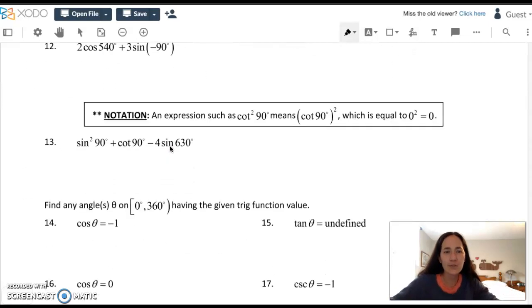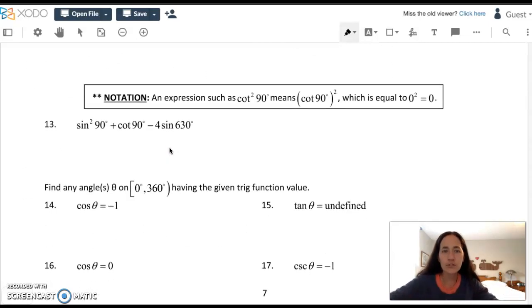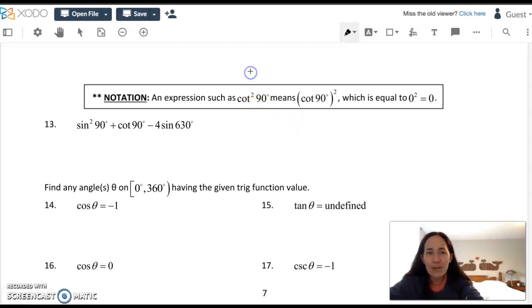But we got to talk some notation in the middle here. There is a trig notation that's going to come up a lot in the next few math courses that you encounter that gets a little bit tricky, because of where they place the exponent when they mean to square a trig function.